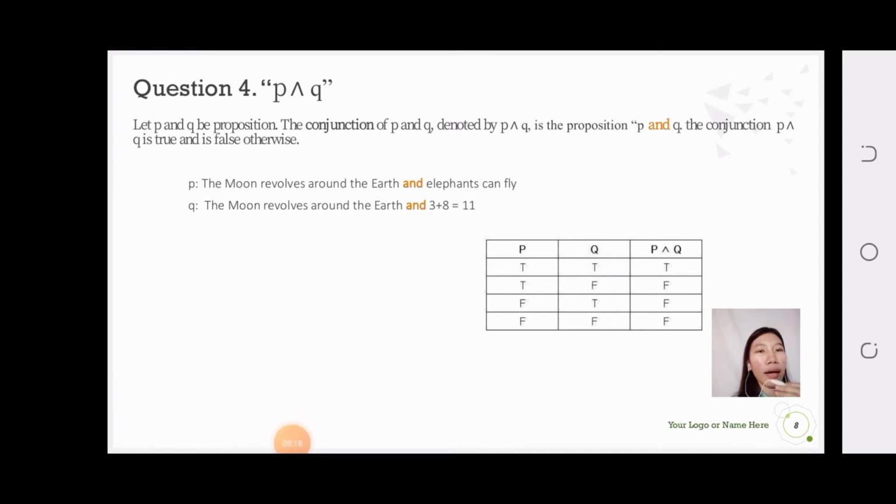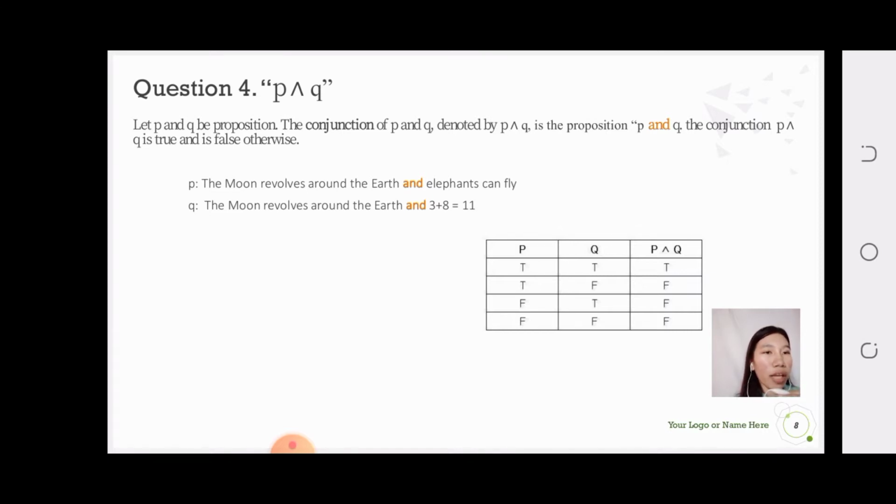So, my answer is the moon revolves around the earth and elephants can fly. So, it's a conjunction, no? Then, in this statement, the moon revolves around the earth is true. And then elephants can fly, it's either true or false. And then, in the Q, the moon revolves around the earth and 3 plus 8 equals 11. So, true, true.